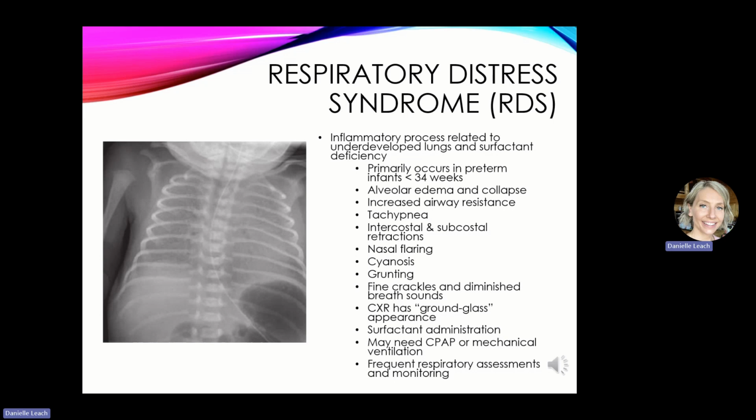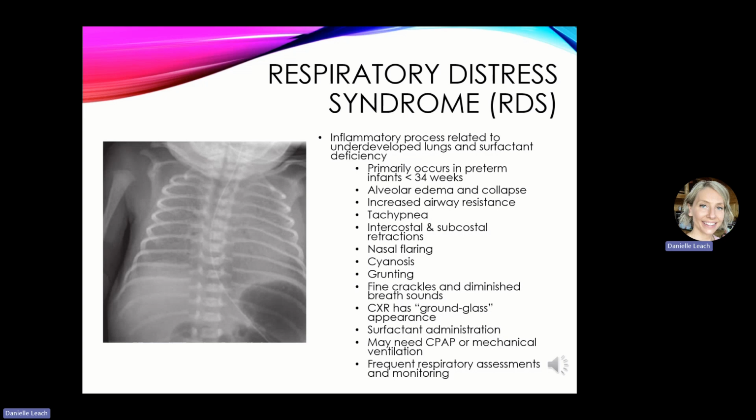So symptoms of this are tachypnea, retractions, especially intercostal and subcostal retractions, nasal flaring, cyanosis, grunting. If we auscultate, we would hear fine crackles or diminished breath sounds or both. On a chest x-ray, it's described as having a ground glass appearance.